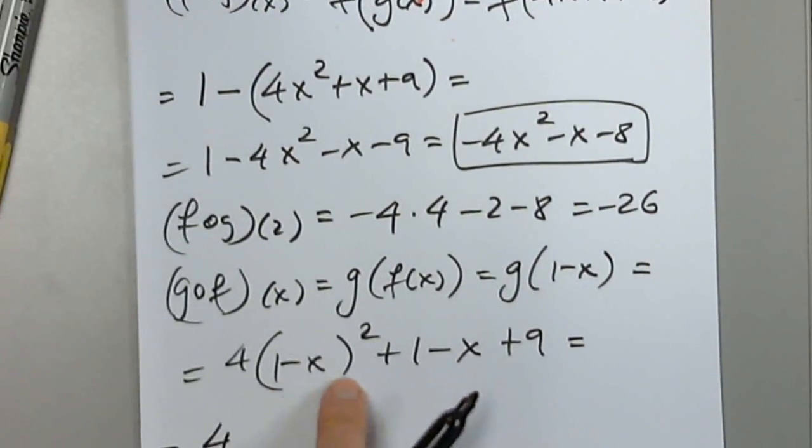So now I have 4, but I have to square that. What do I get when I square a binomial?